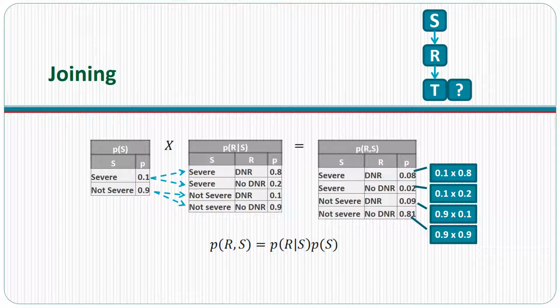The values of the new joint table are provided by multiplying each conditional probability by the prior probability of the condition. For example, the first row of the new joint table is provided by multiplying the probability of being severe, 0.1, from the first table to the conditional probability of DNR for severe patients, 0.8, from the second table. The resulting new table can be used to join with another, but before we join to another table, we need to eliminate the variables that we are not interested in.